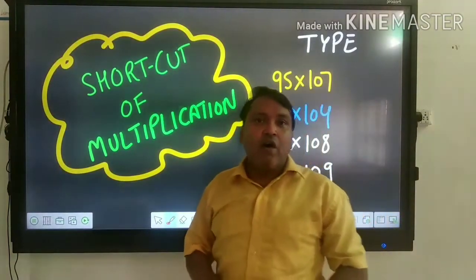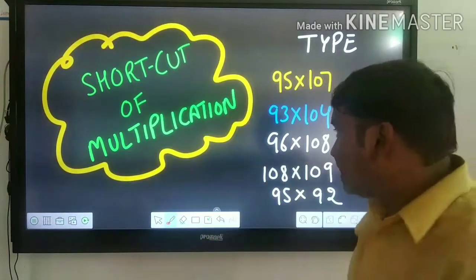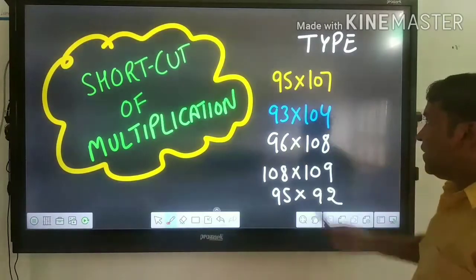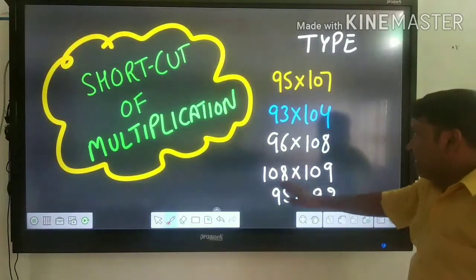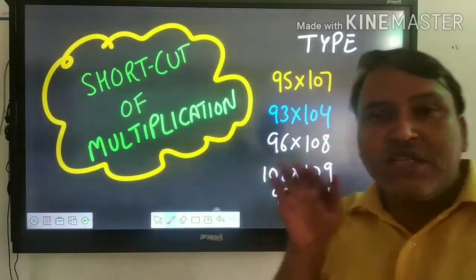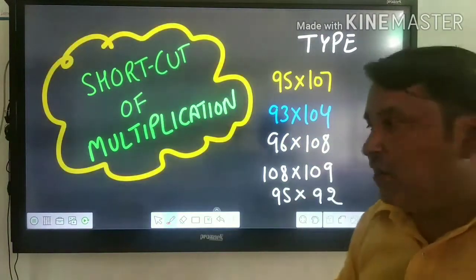So, student, in this video, our topic of discussion is shortcut of multiplication. Students, here we will multiply the given type, where one number is nearer to 100 and the other is also nearer to 100. But there may be a difference: one may be less or one may be more, or both may be less or both may be more.